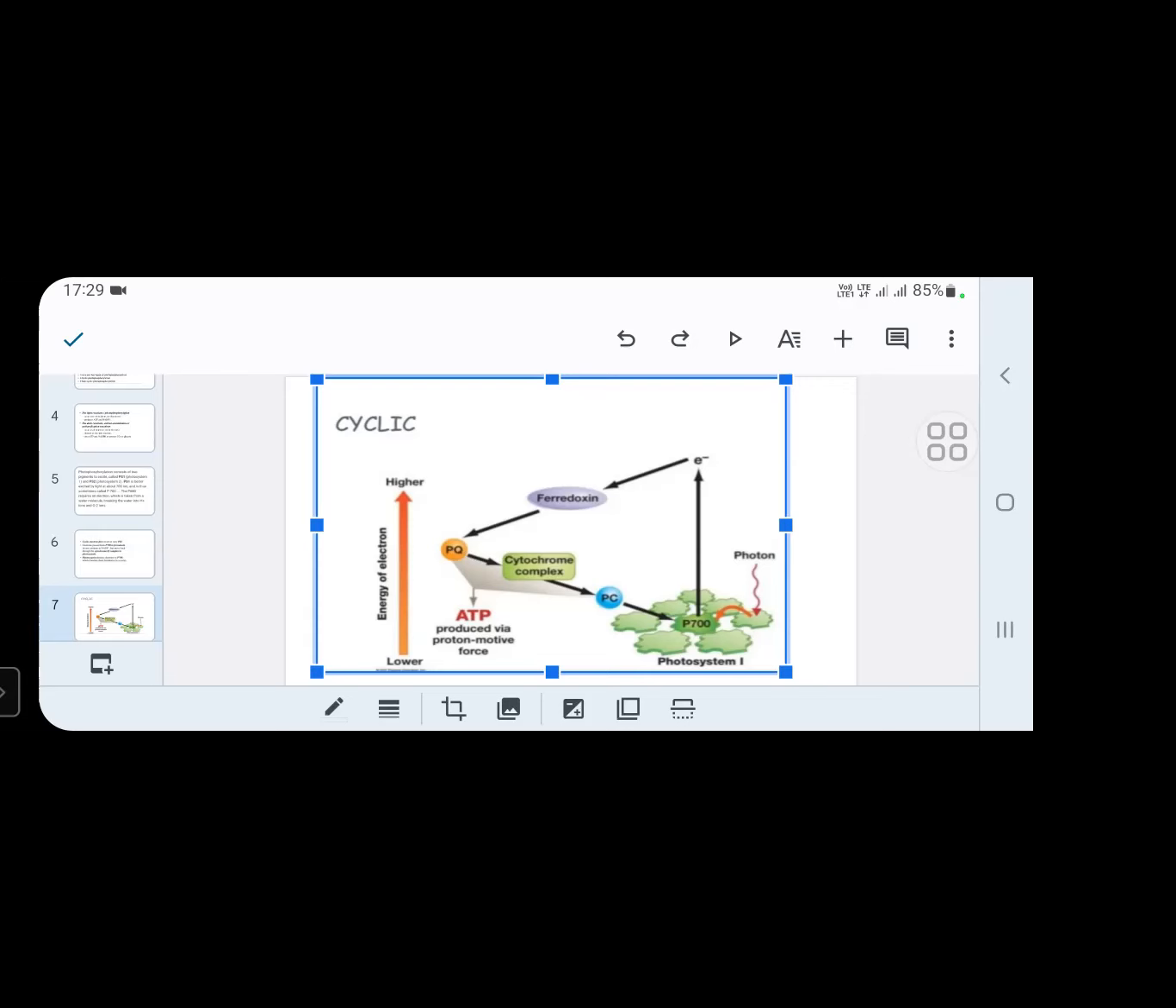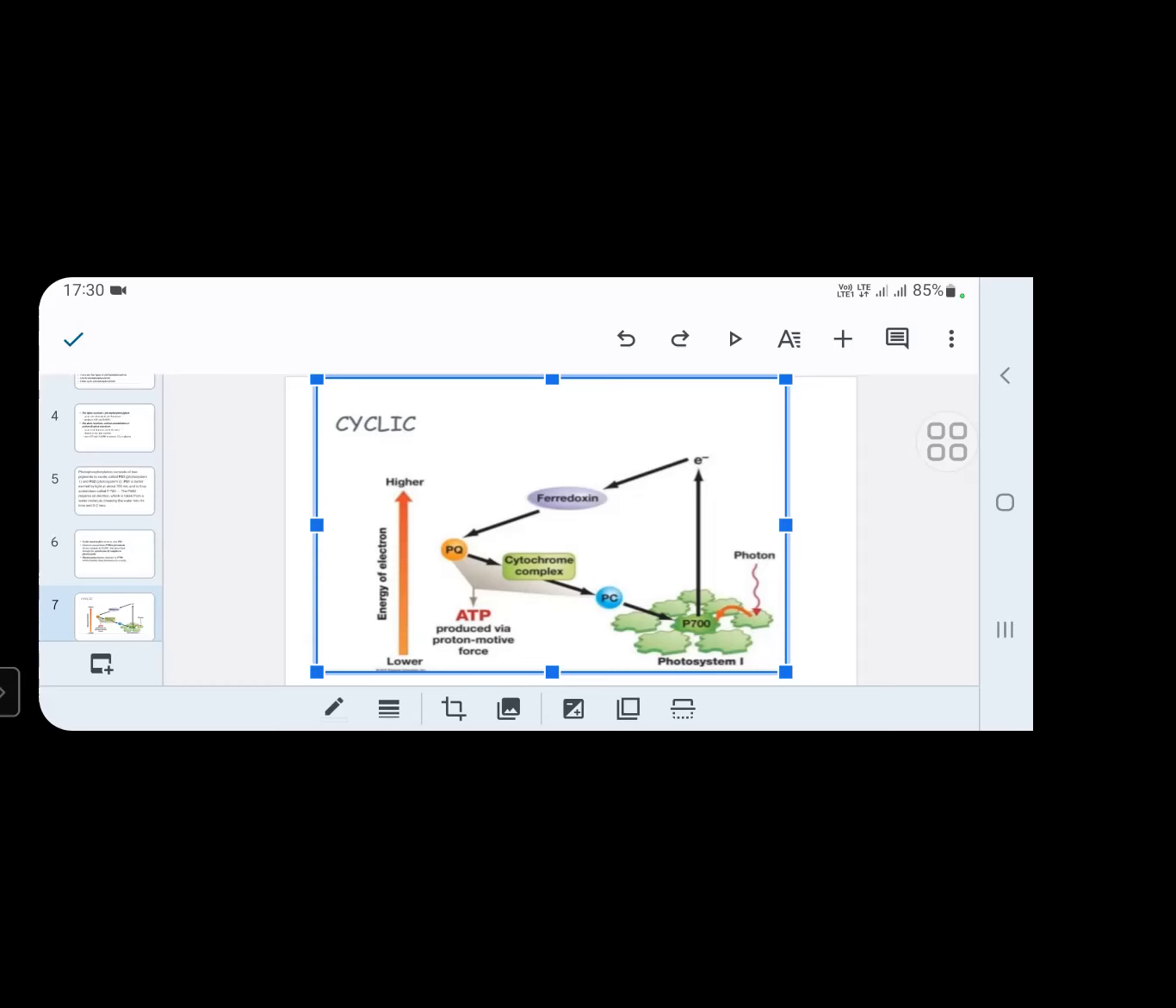In this cyclic photophosphorylation, the formation of ATP by completely cyclic electron transport is called cyclic photophosphorylation. That means it starts from the photosystem 1 reaction center, and electrons move through the iron sulfur protein, plastoquinone, plastocyanin, and again back to the reaction center P700. So that's why the formation of ATP by the cyclic electron transport is called cyclic photophosphorylation.